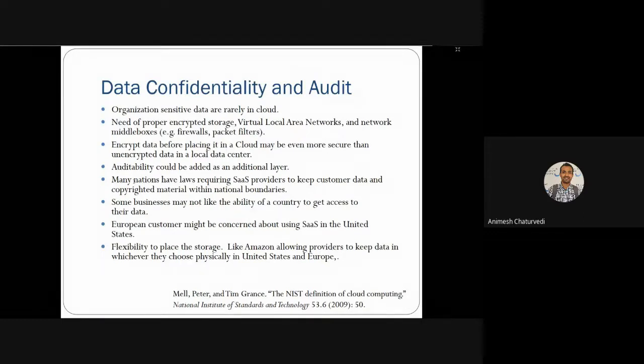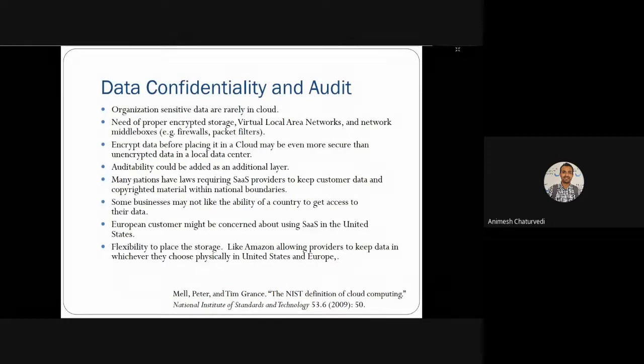Then European customers are very sensitive towards data and they don't like software as a service in the United States to access that data. This is a very famous example: European citizens are very sensitive towards their data. Not like Indians. Indians are free to upload their data on social media and they don't care. But Europeans do care about all these things.